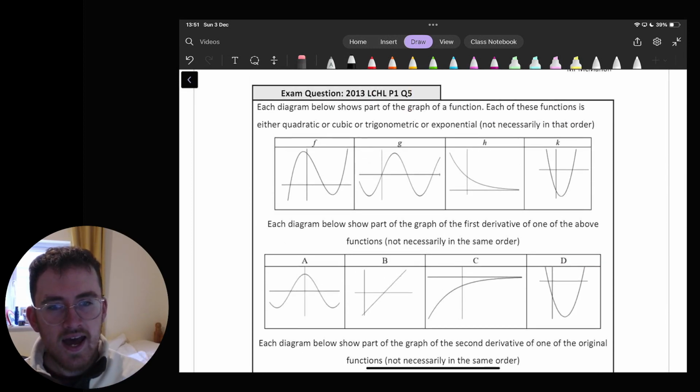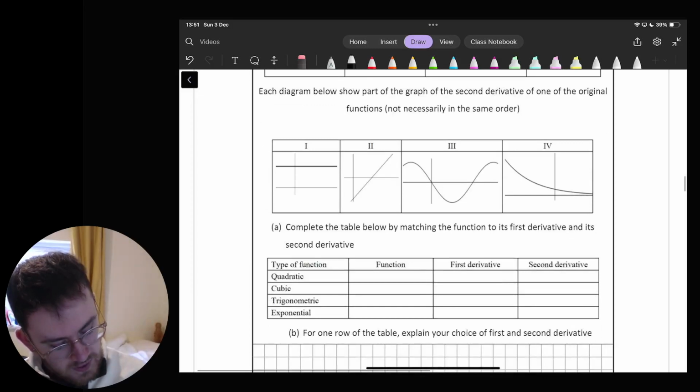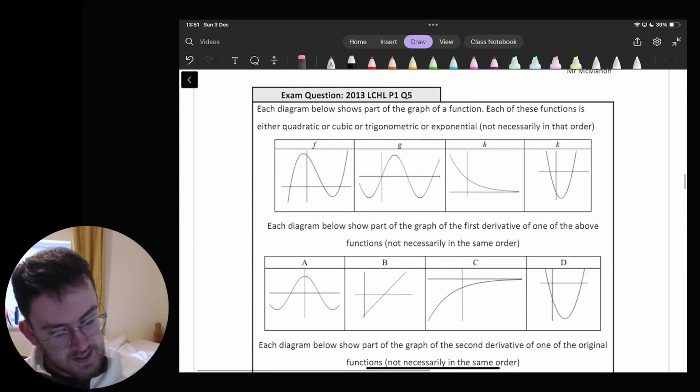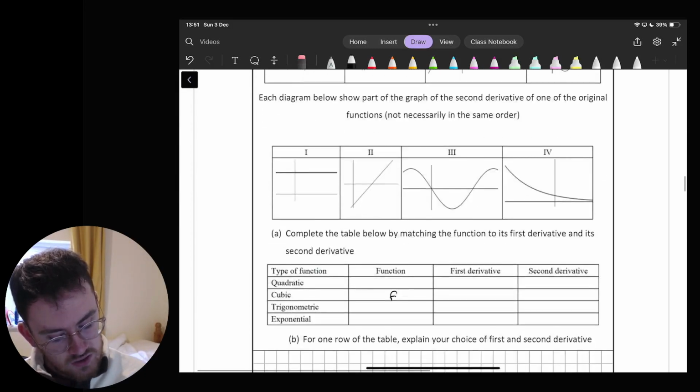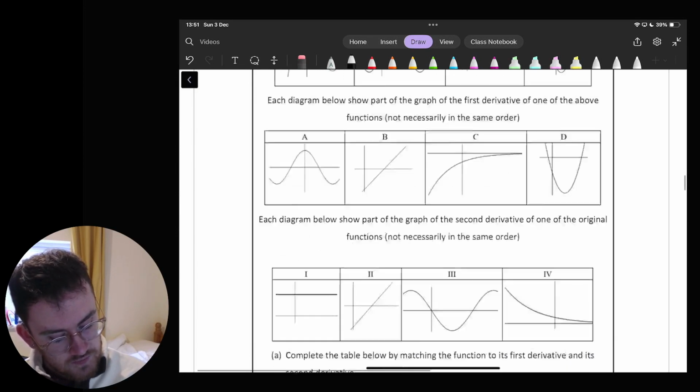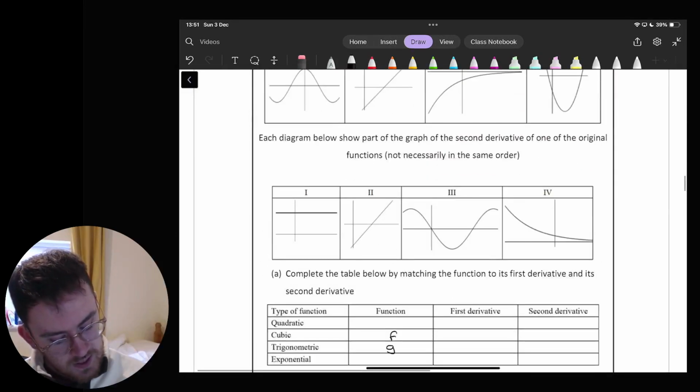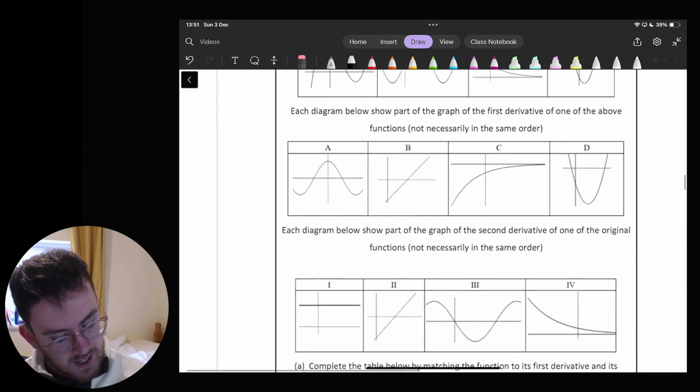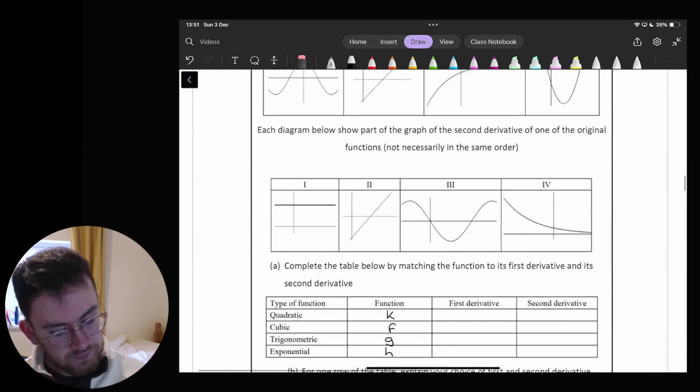So I can see f is a cubic function, so let me put that down. I can see that g strikes me as being a trigonometric function. H seems to be exponential, and k then would be my quadratic function.